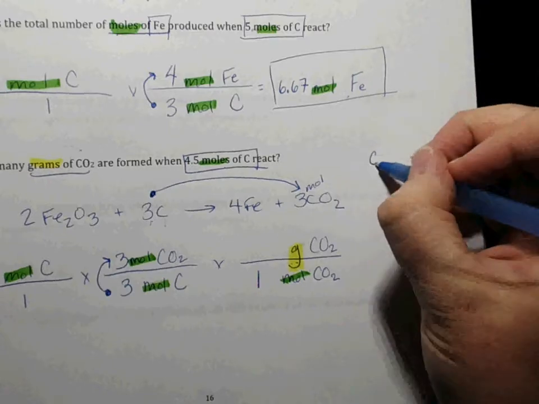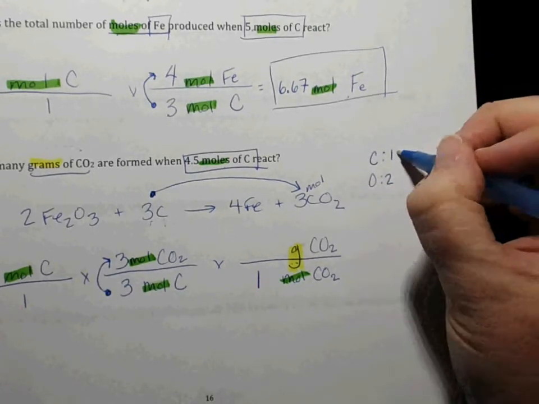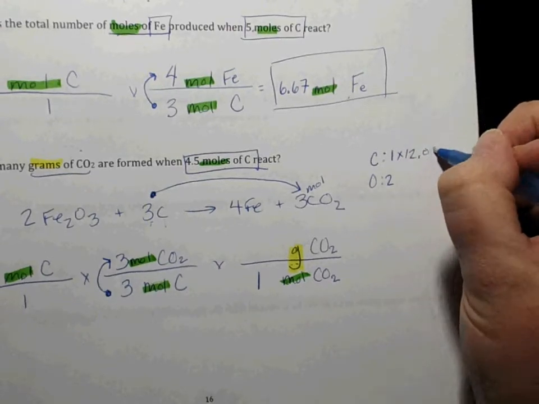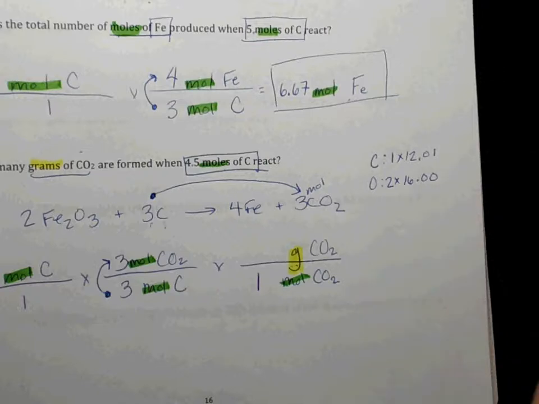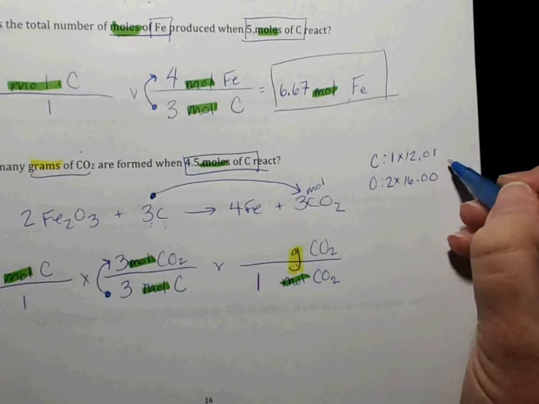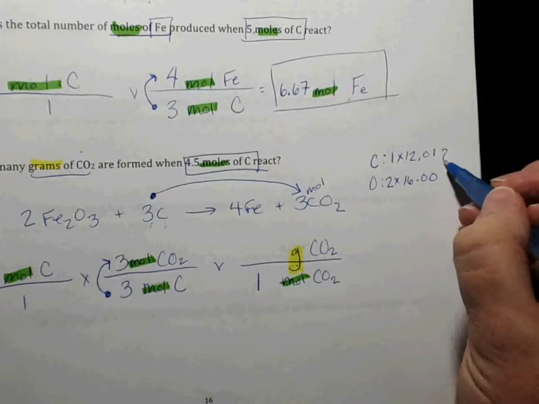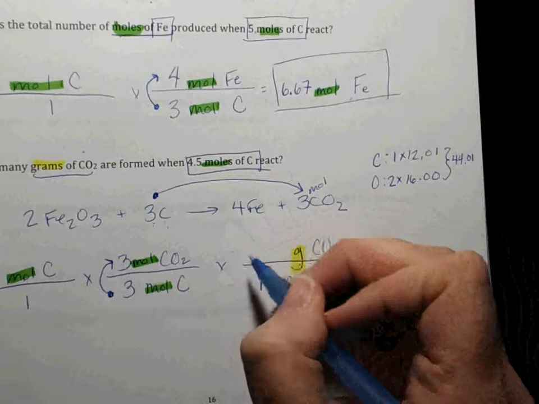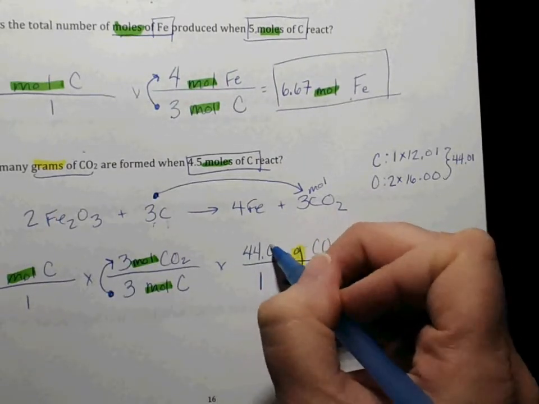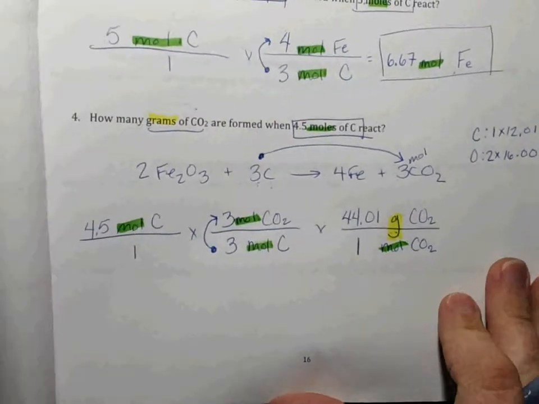So you would go look at carbon on the periodic table and at oxygen. There's only 1 carbon on the periodic table. Each carbon weighs 12.01 grams. There's 2 oxygens, and each of those are 16 grams on the periodic table. When you add this up, you get 44.01 grams, which is going to be the number of grams of carbon dioxide that you use in your fractions.